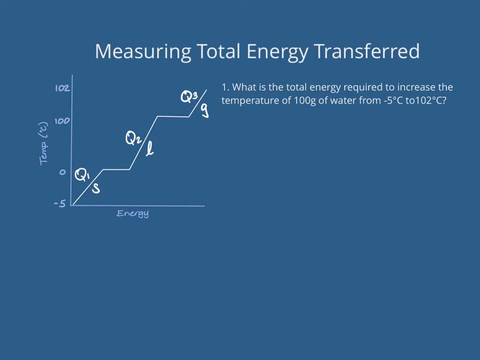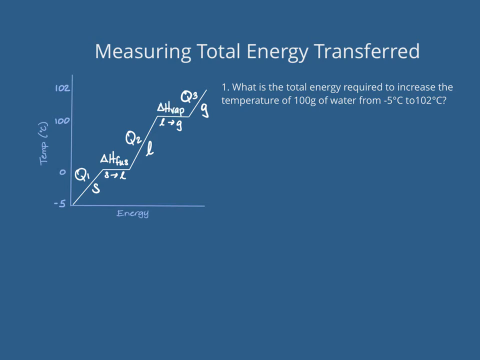So now I need to label how I'm going to calculate that energy transfer during my phase changes. So at my 0 degrees Celsius and my 100 degrees Celsius. Well, since I'm adding energy and I'm going from solid to liquid at 0 degrees Celsius, I'm going to use my molar heat of fusion, or my delta H fus. And then at my 100 degrees Celsius, since I'm going from liquid to gas, I'm going to use my molar heat of vaporization, or my delta H vap.